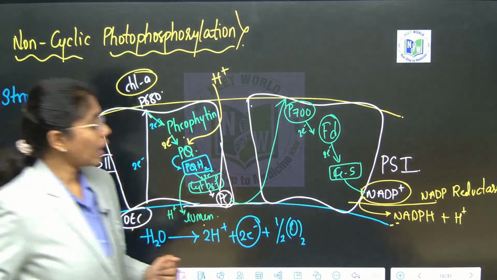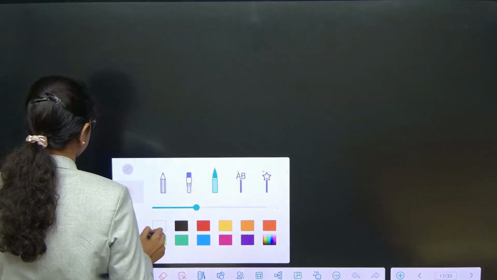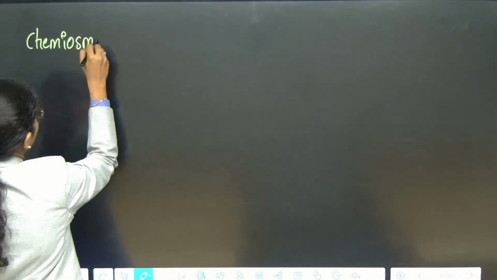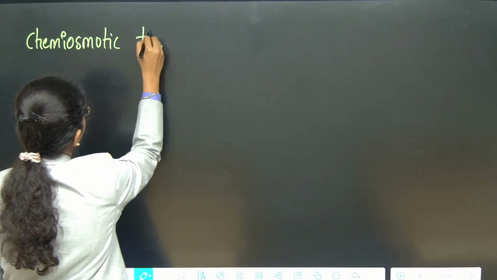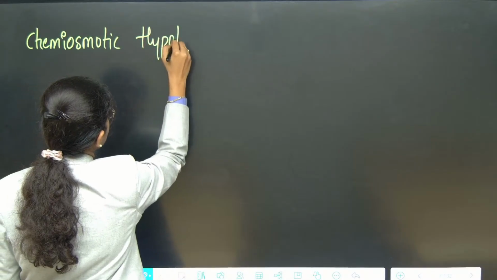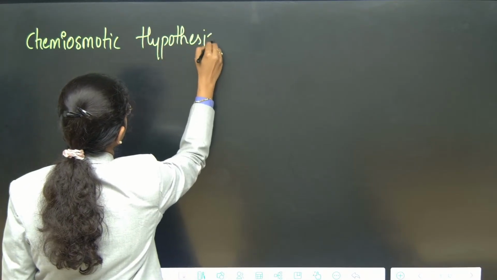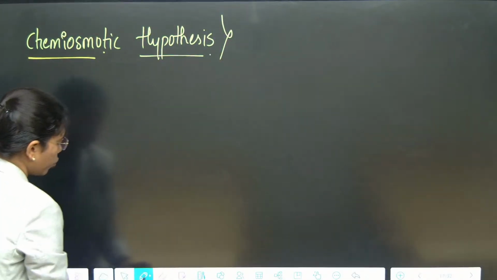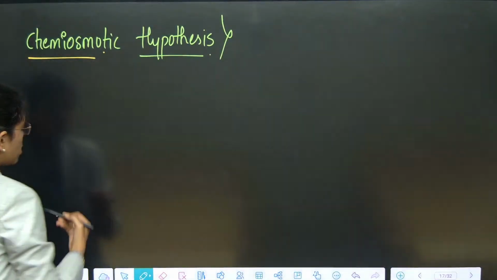Fine. Now we will look into the chemiosmotic hypothesis, which is proposed by Peter Mitchell. Here we move on to how ATP is being formed.